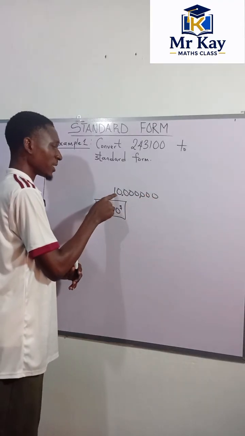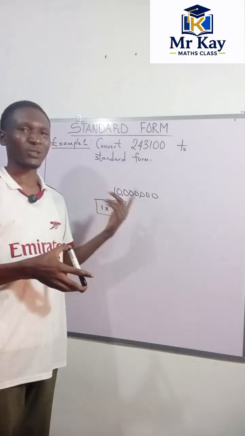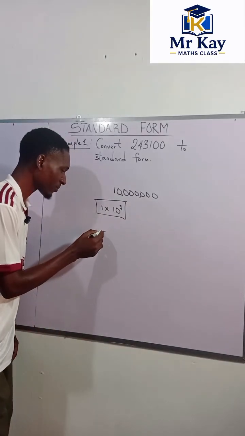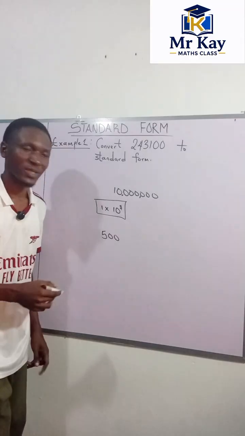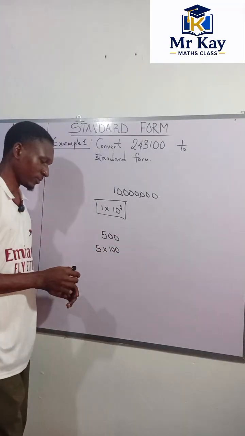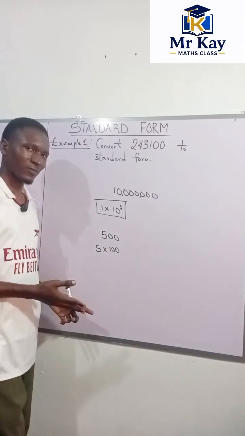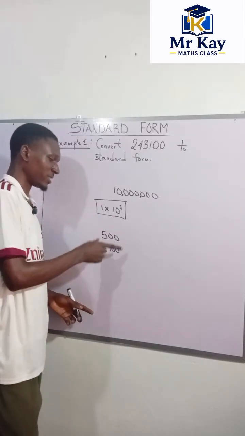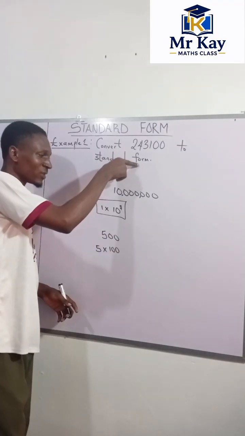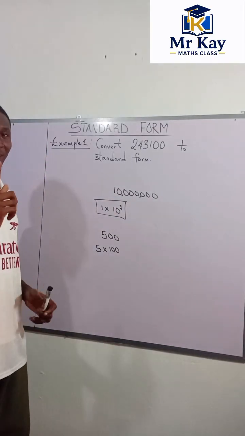So what they are trying to say now is to write something that when you multiply, you will get that number. For example, instead of writing 500, I now tell you to just write 5 multiplied by 100. Remember, 5 multiplied by 100 is still 500. It's still the same thing. So we have just expressed 500 in this form. But in standard form, it must be a power of 10. That is the first criterion.